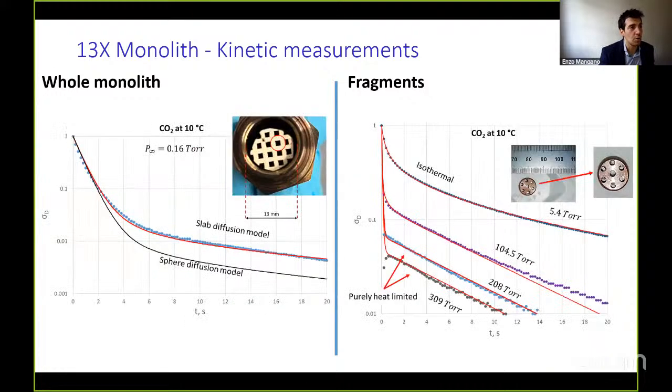What's the main issue? On the monolith, you are forced to go to the lowest pressure possible. Here we're talking about 0.16 torr in order to have an isothermal response. Going up in pressure will inevitably lead to a non-isothermal response. On the fragments, obviously we see the isothermal response at the lower pressure, and then as we go up, we move towards more contributions of the heat effects until we reach the case of a purely heat-limited case, where changing the diffusivity will not make any difference in the response of the model.